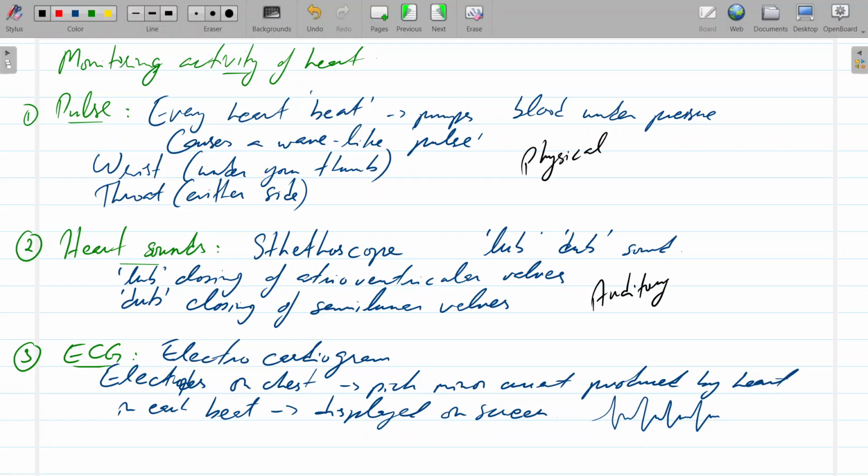And the third one, right, is the electric. You're checking for electric signals generated from the impulse of the heart, the beating of the heart. So there are three ways of doing that: the pulse, the heart sounds, and the ECG or the electrocardiogram.